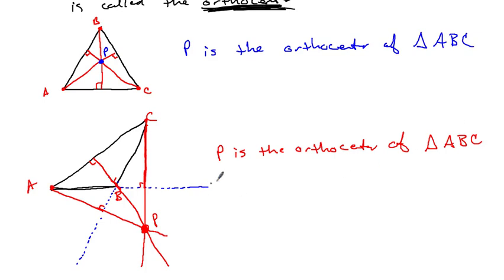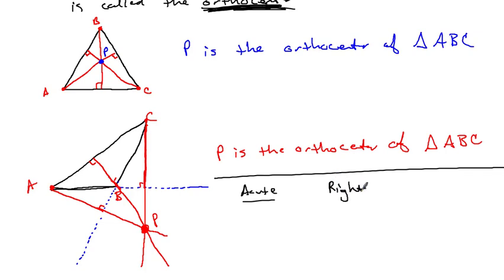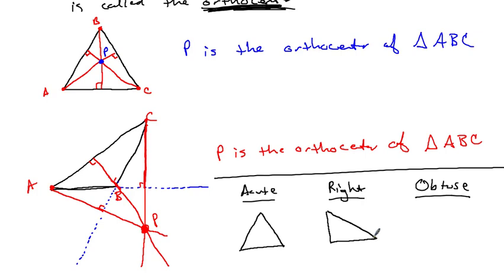And we're going to draw a quick little table here to help you. So when you have an acute triangle, the orthocenter is in a certain place. When you have a right triangle, it's in a certain place, and when you have an obtuse triangle, it's in a certain place. So we're going to draw an acute triangle. We're going to draw a right triangle, and we're going to draw an obtuse triangle.